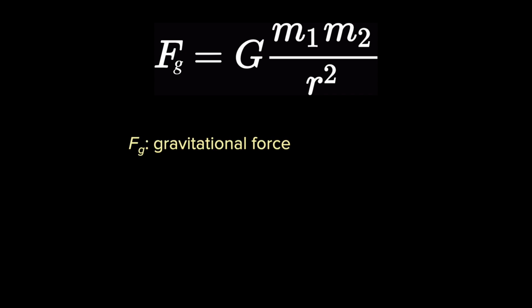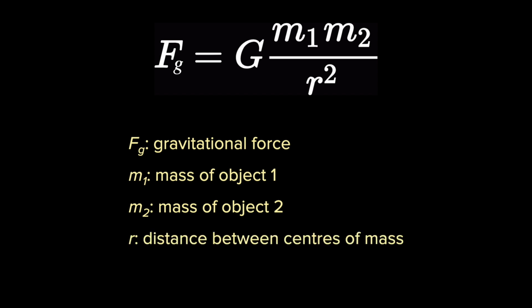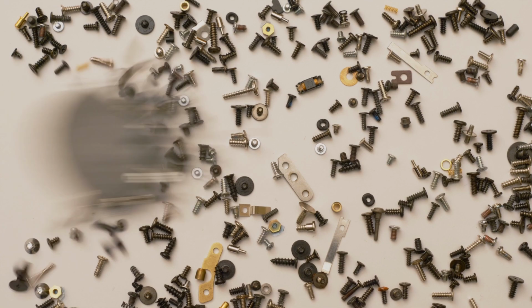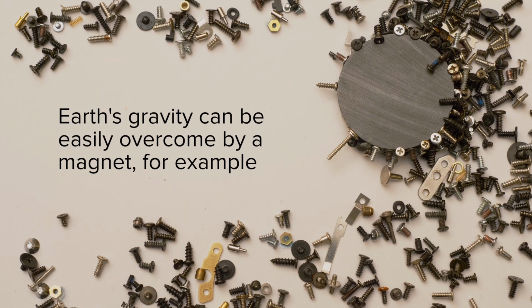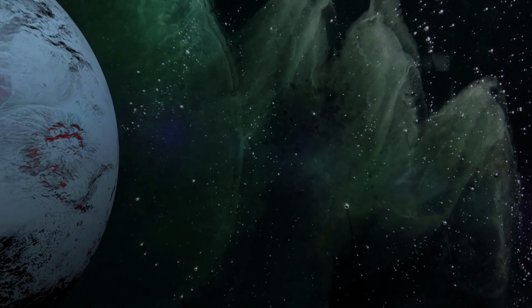Capital F with a subscript G is the symbol used for gravitational force. M1 and M2 refer to the masses of the two objects that are pulling on each other. R is the distance between their centers of mass, and as you can see, it is being squared. Finally, the capital G is a constant that is needed to make both sides of this equation equal. It's an extremely small number, which reflects the fact that gravitational forces are actually relatively tiny, and you don't notice them on small scales. It takes a very heavy mass to generate noticeable forces, like a planet.